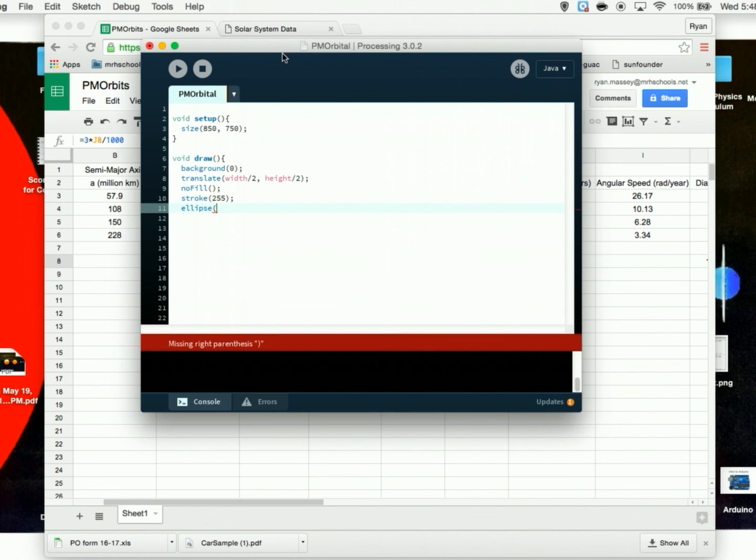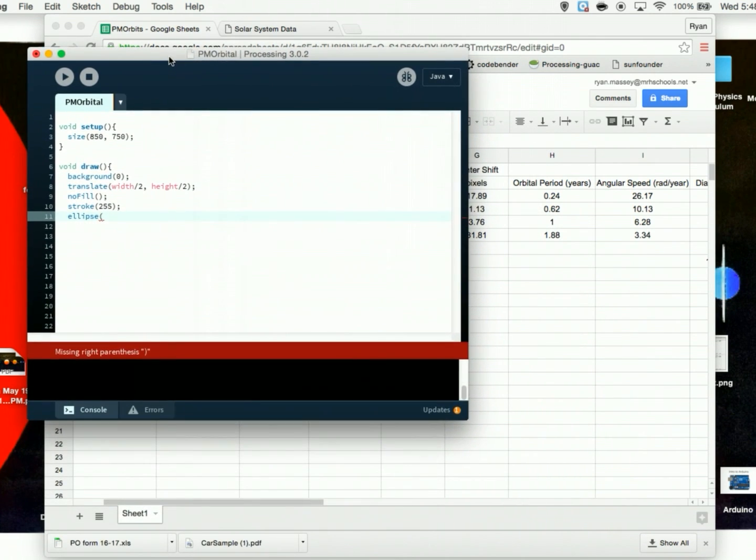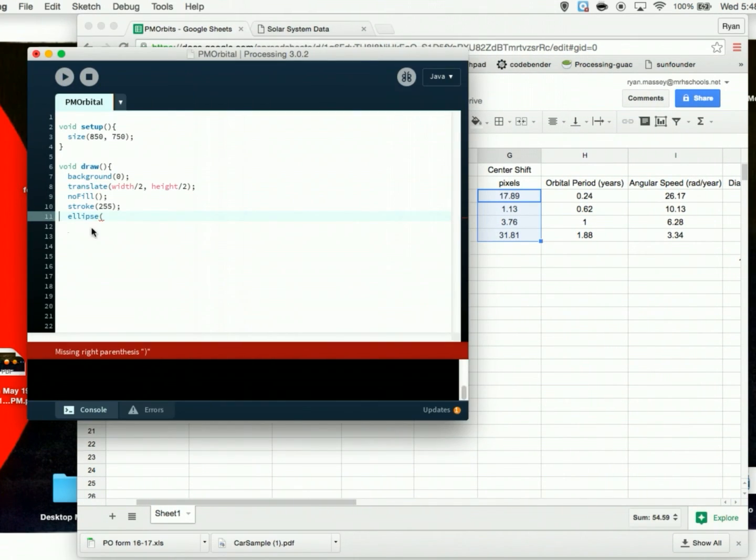Okay, so what goes in here? First, we need to know how much they shift by, which are these values here. So Mercury is going to be shifted by about 18 pixels. And Venus will be shifted by 1. Earth will be shifted by 4. And Mars will be shifted by 32. And they will not have a vertical shift. So this will just be centered.